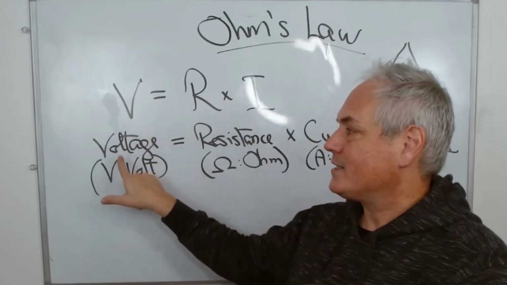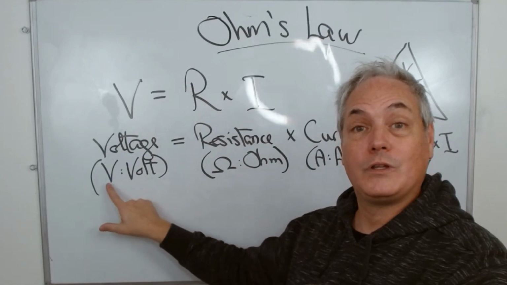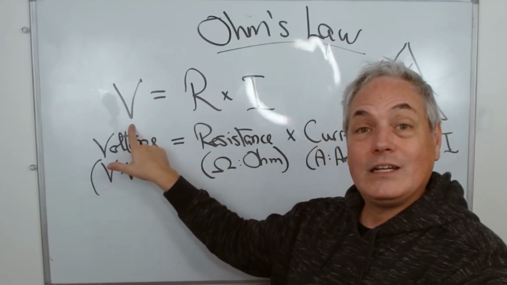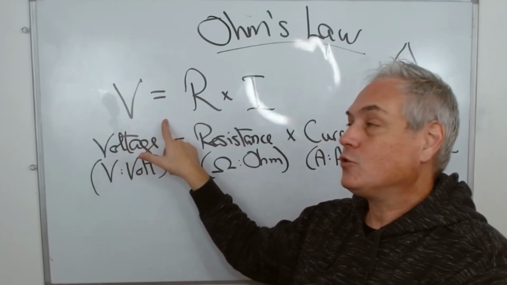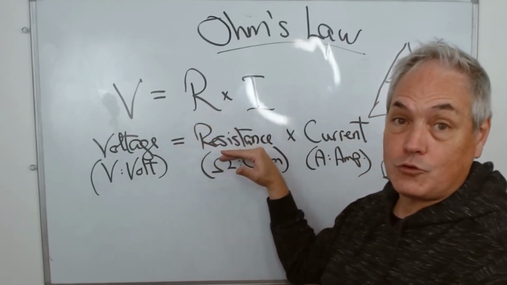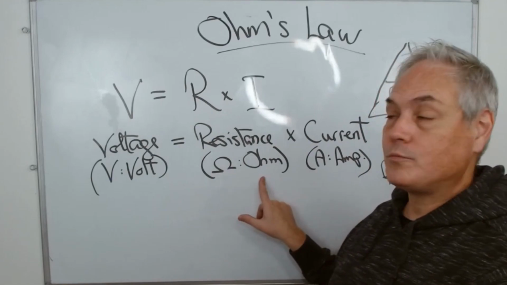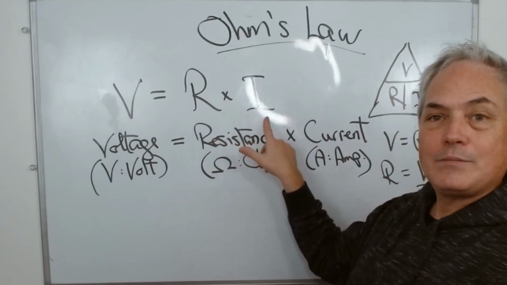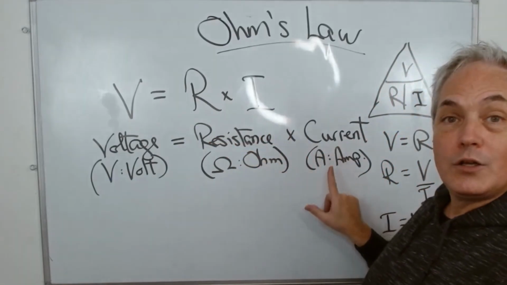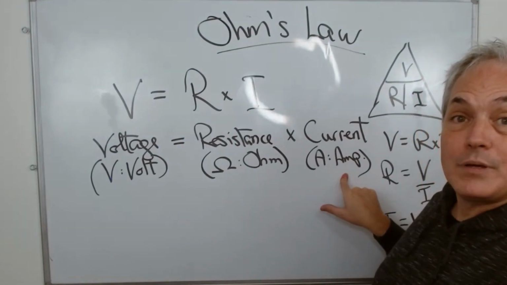The first one is voltage. That's a potential difference. The units are in volts with the symbol V. So here, the voltage is always equal to the resistance times the current. R stands for resistance, with the symbol omega for ohms as a unit, times I, which is the current, with A as a symbol, and the unit is amp.